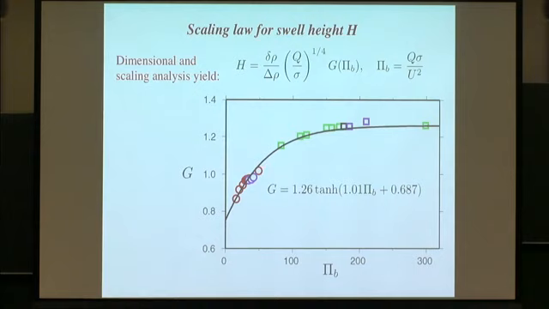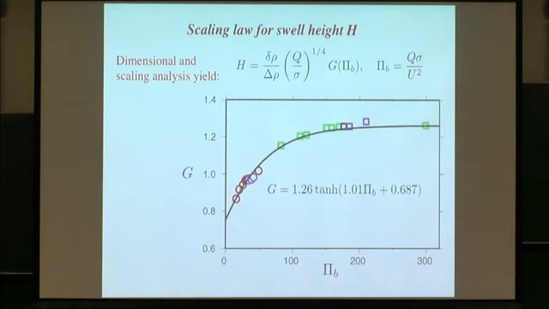It's these points, these circles and squares, which are the numerical results. They fall on this curve, and then just for convenience, I give an explicit form. Is the explicit form an actual solution of the governing equations? No, it's not at all. It's just simply a useful thing which fits. Exactly. That's all it is.